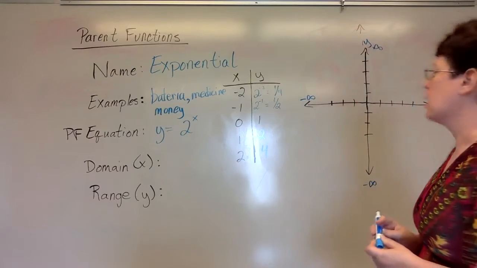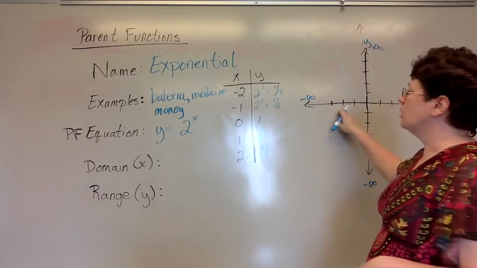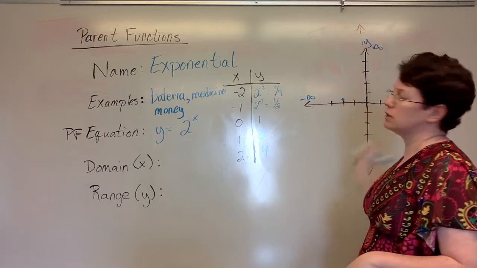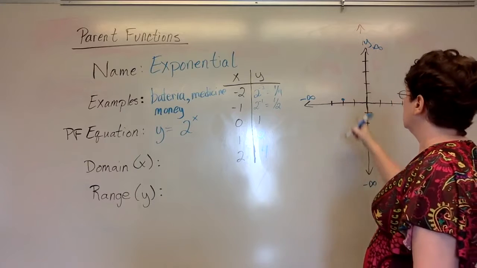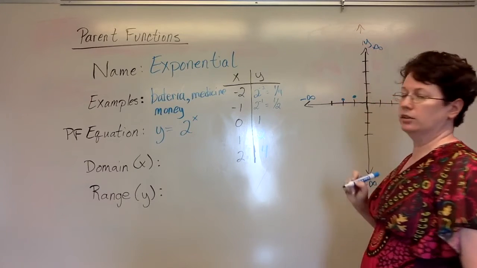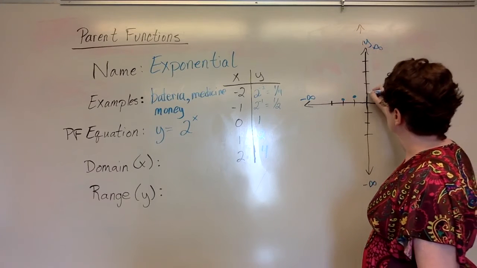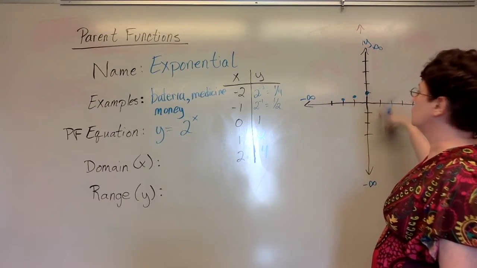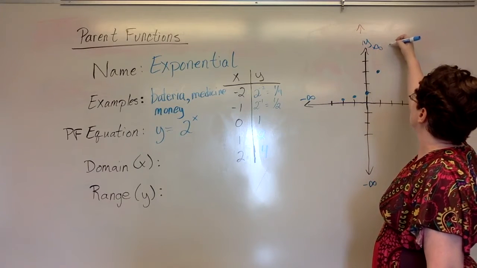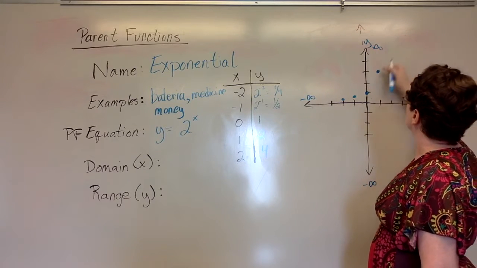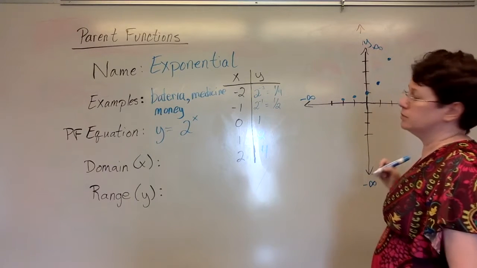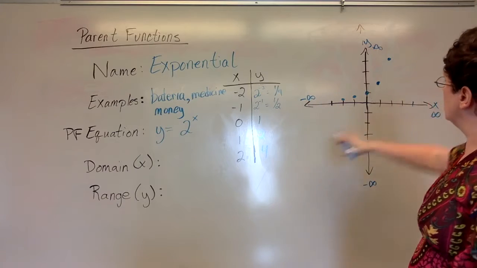Now let's put this on the graph. So at -2, we're at 1/4. That's kind of crazy to put on the graph, so we're just going to put a little smudge of a dot right there. Okay? At -1, we're at 1/2. That smudge is a little bit higher. At 0, it's at 1. At 1, it's at 2. And at 2, we're at 4, which is, oh, put that in the wrong spot. Right up there. Okay? So if you look, it's going up and to the right.